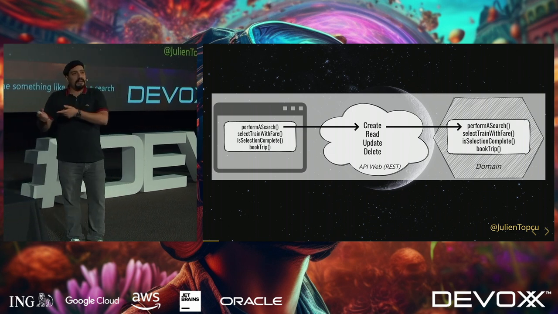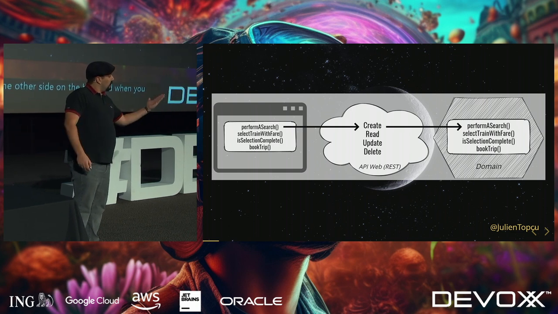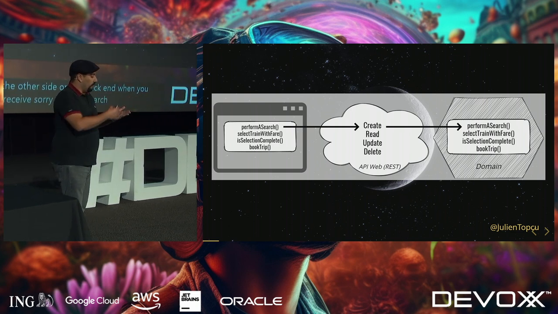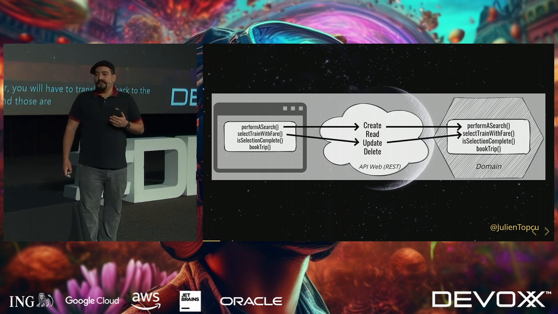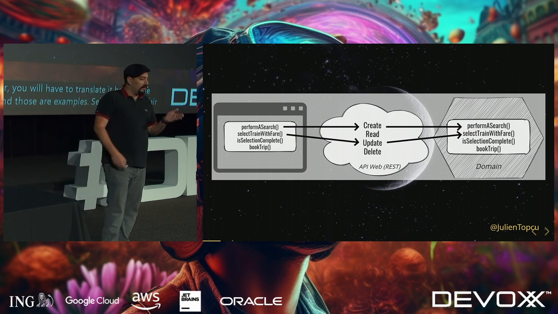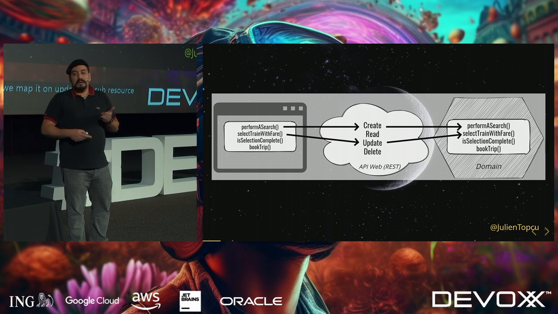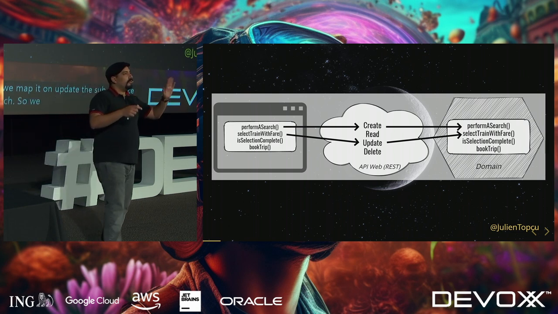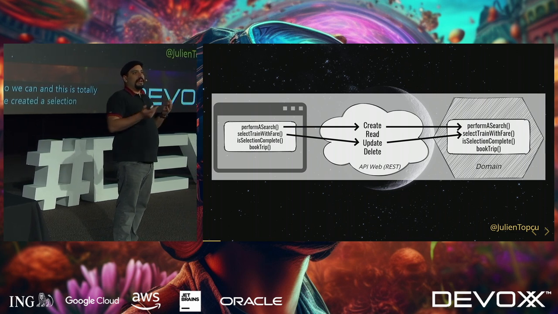And on the other side, on the backend, when you receive create a search resource from the controller, you will have to translate it back to the business intent. Another example, selecting a train. This time, let's say that we map it on update the sub-resource selection inside the search. And this is totally arbitrary, because I could have created a selection resource directly, right?